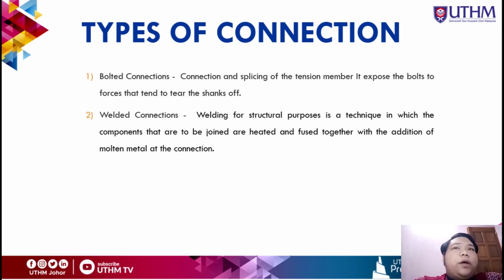For the type of connection, we are using the bolted connection. It is useful to connect and splice the tension member, exposing the bolt to forces that tend to tear the shank off. The next type of connection is the welded connection. Welding for structural purposes is a technique in which the components being joined are heated and fused together with the addition of molten metal in the connection.